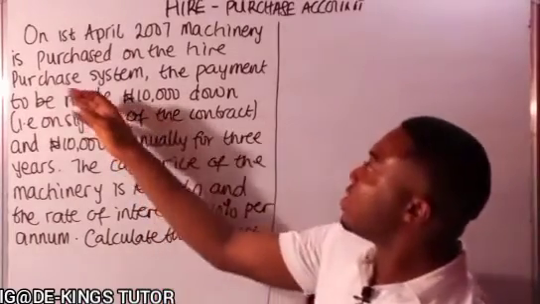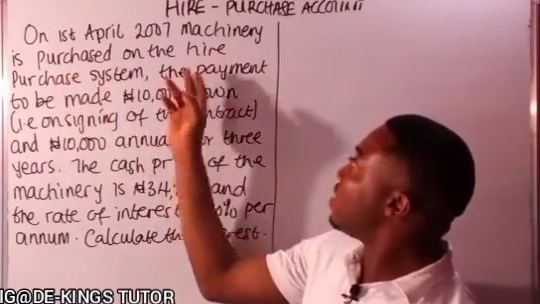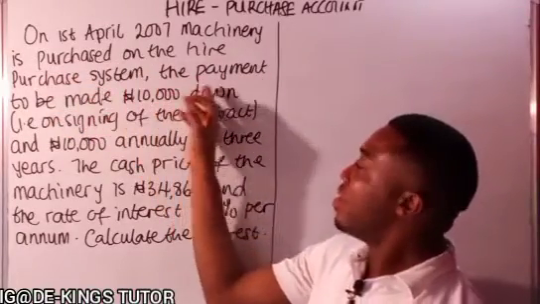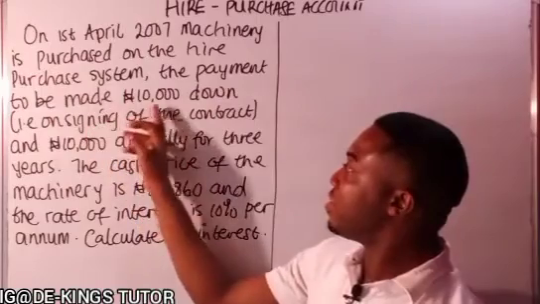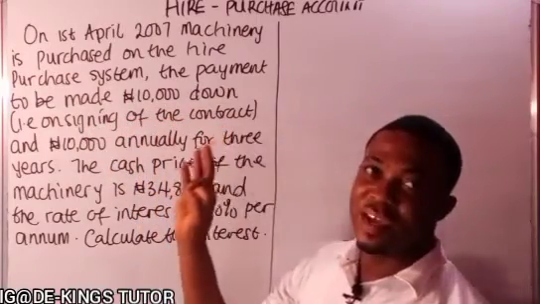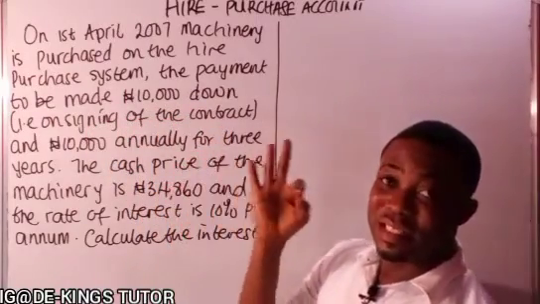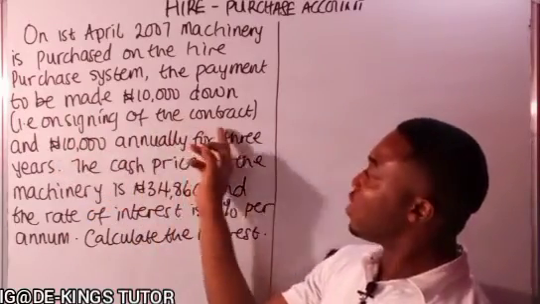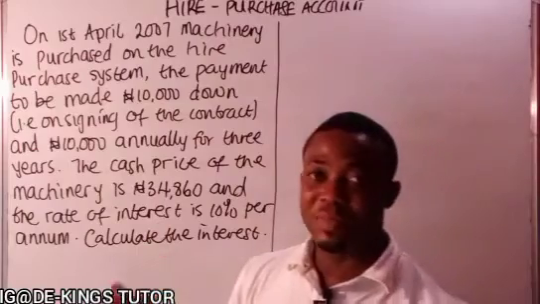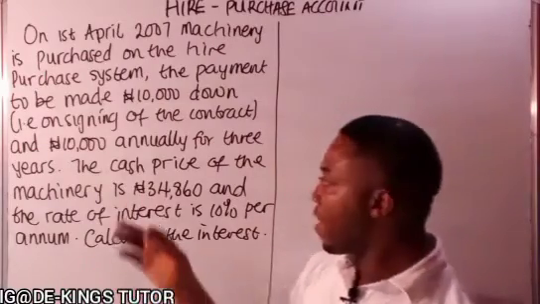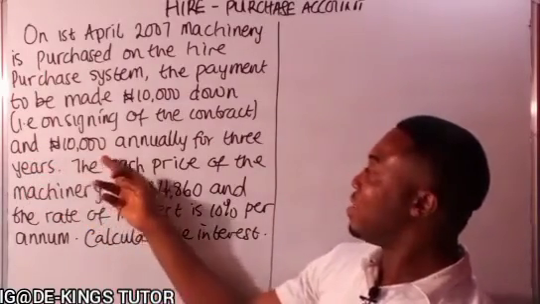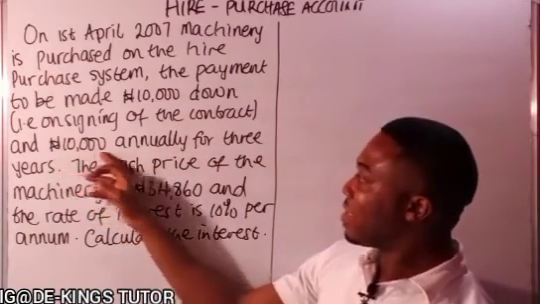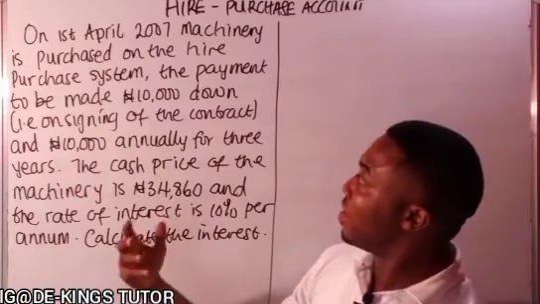Now the question said, on 1st April 2007, machinery is purchased on the hire purchase system. The payments to be made are 10,000 down. Now, whenever you hear 10,000 down payment, it means a deposit was made. That is, on signing of the contract, payment was made, meaning there was a deposit. And he said, and 10,000 naira annually for 3 years. That is, the instalment payment is 10,000 for 3 years.